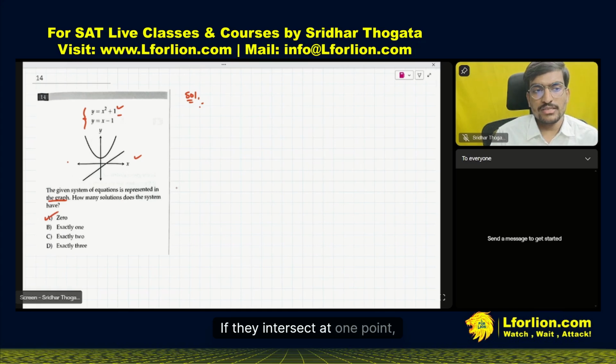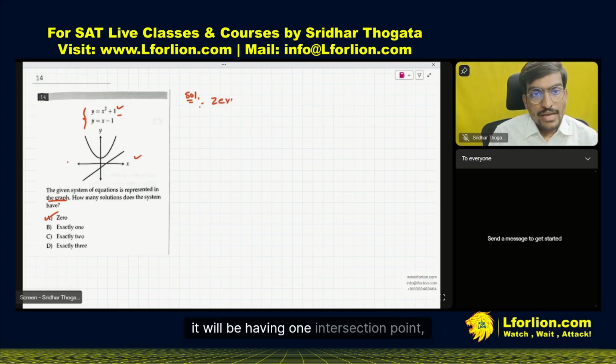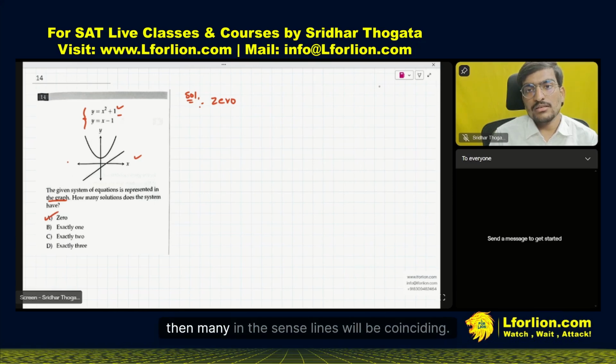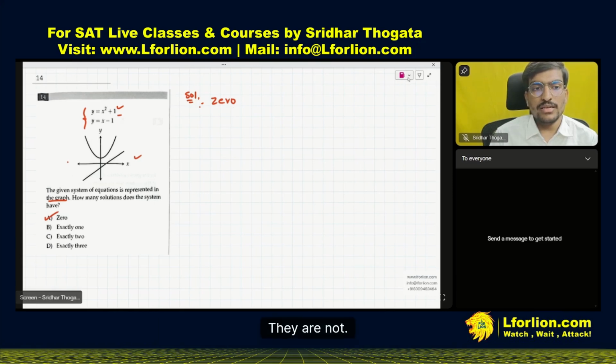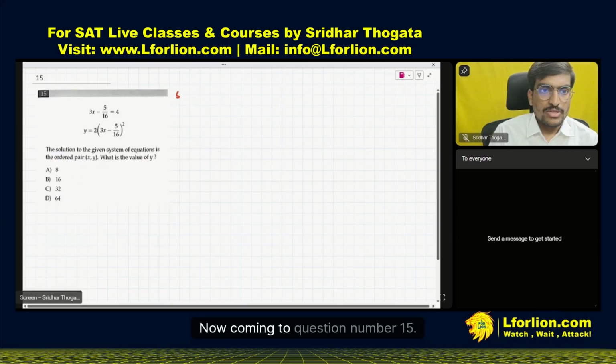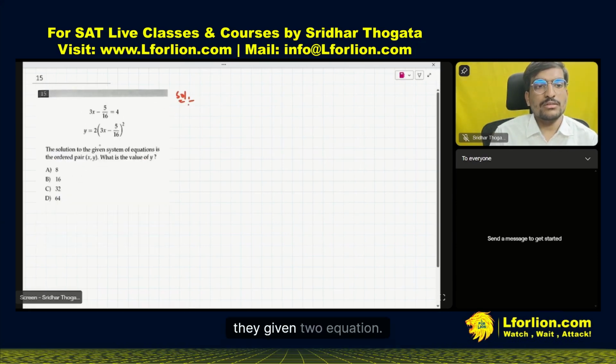If they intersect at one point, it will have one intersection point, one solution. If they intersect at many, then many in the sense lines will be coinciding. They are not, so it's not infinitely many solutions. They are not even intersecting. So the answer is 0.